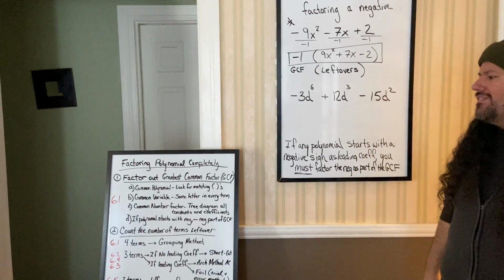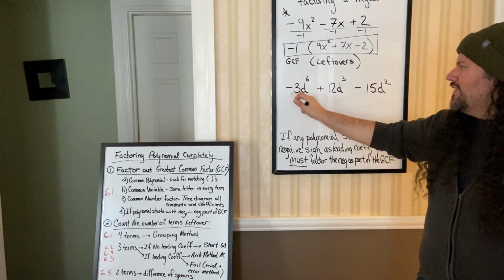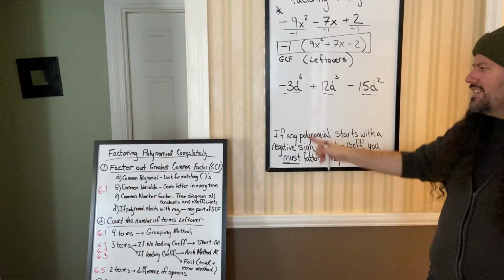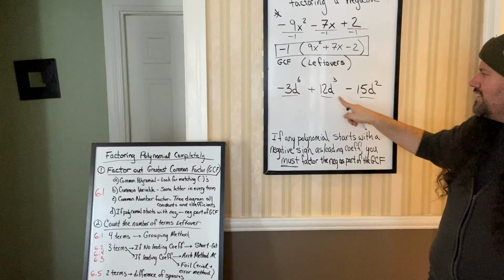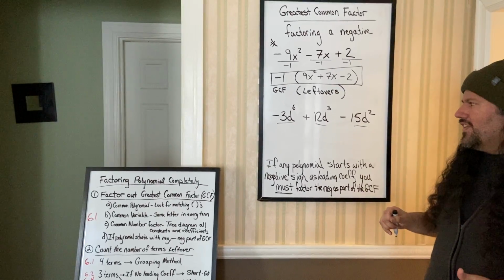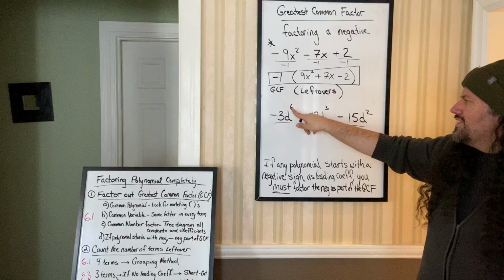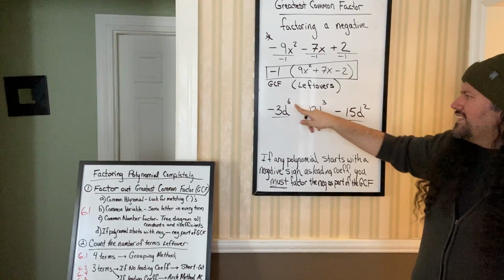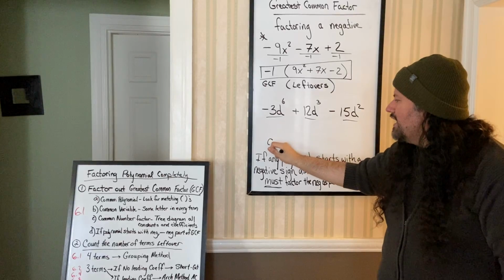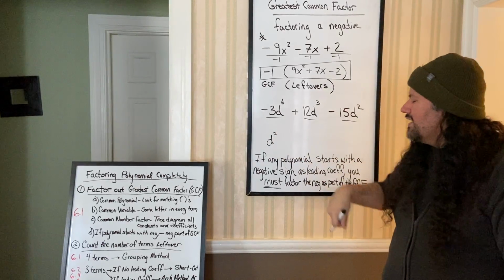B, do you have the same letter in every term? 1, 2, 3. Yes, notice that they all have the letter d, every single term. That means we do have a GCF for a common variable. Remember, grab the smallest exponent for that d, 6 versus 3 versus 2. So we know part of my GCF is d squared.